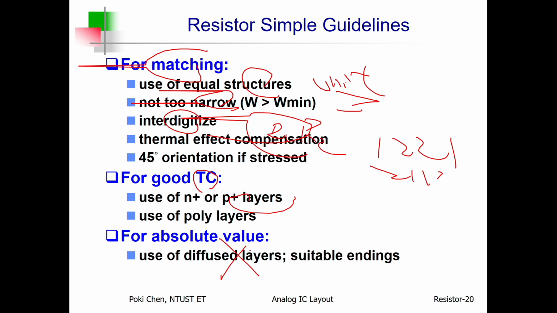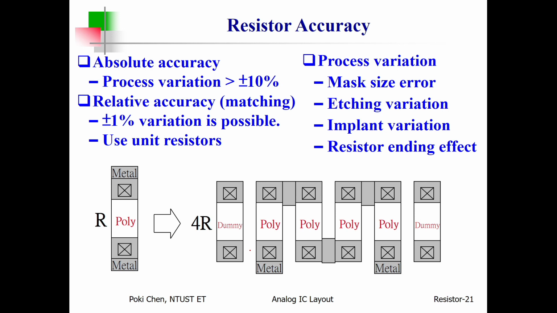Otherwise, again, don't touch. You need to make your circuit depend on the relative value instead of the absolute value. Absolute value means absolutely inaccurate. Alright, as I mentioned, to highlight the accuracy, you need to have unit resistors and then connect them in series or in parallel, as you like.